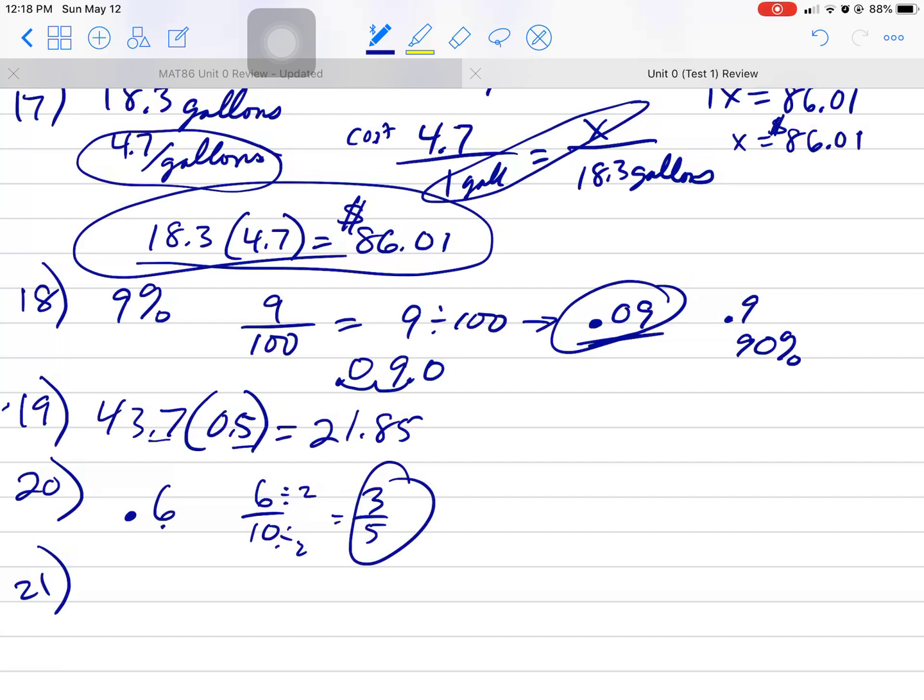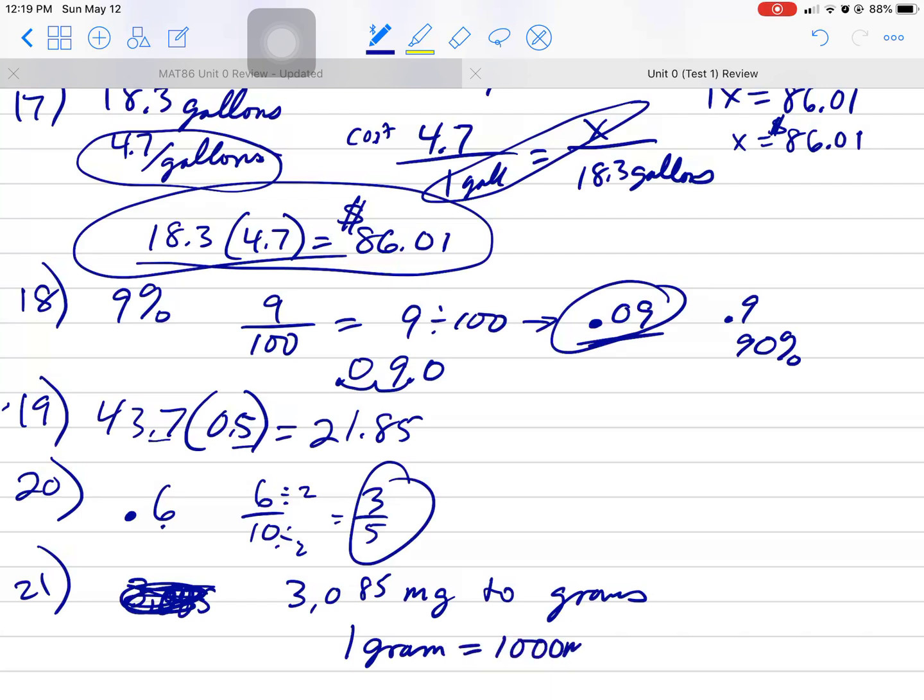21 in the review is missing something. I don't know if I fixed that or not. Convert that number. Sorry, let's try again. 3,085 milligrams to grams. There should be something there that said 1 gram, because I would tell you this on the test if you needed to. 1 gram equals 1,000 milligrams. You don't need to memorize that. In real life, you can always Google. Everybody Googles what the conversion is, okay? But you need to know how to use it.